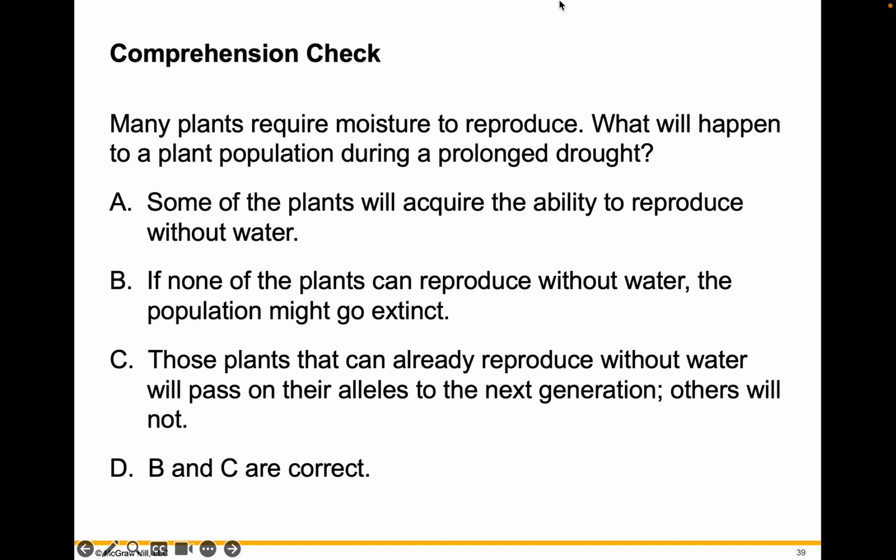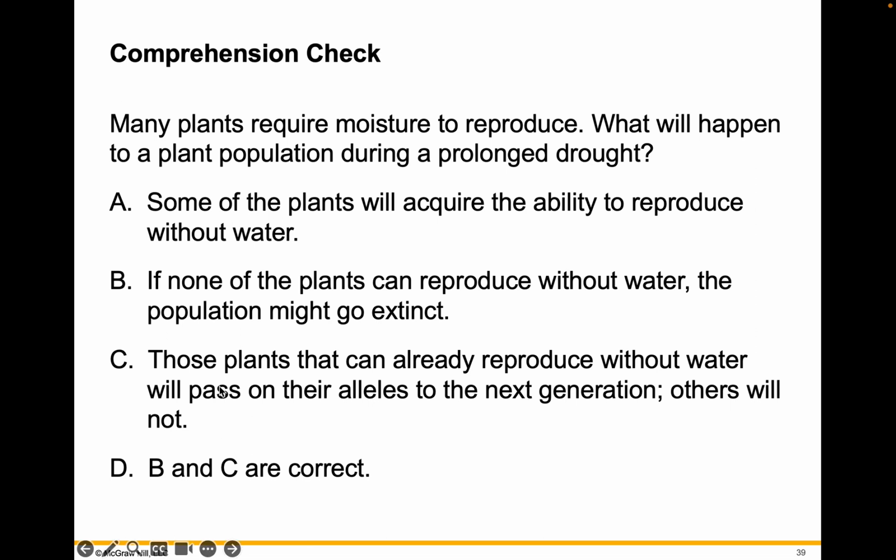So here's a quick comprehension check for you. Many plants require moisture to reproduce. What will happen to a plant population during a prolonged drought? Well, some plants acquire the ability to reproduce without water. If none of the plants can reproduce without water, the whole population might go extinct. Or those plants that can already reproduce without water will pass on their alleles to the next generation, and others will not. Or are both B and C correct?